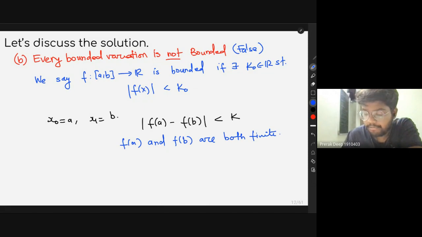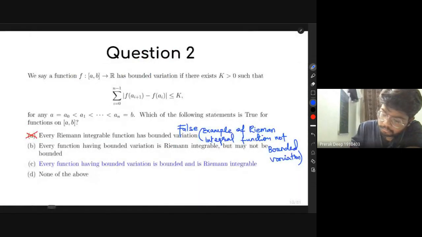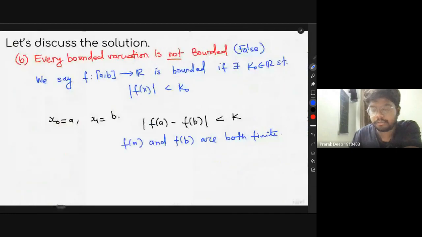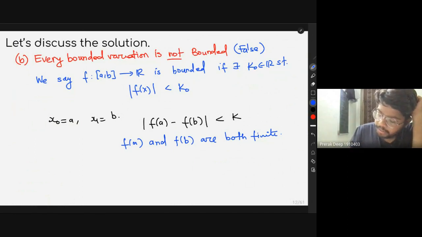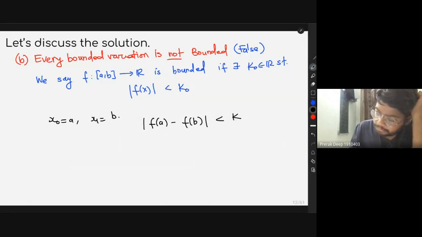So basically this f of a and f of b are both real numbers. They exist on the real number line, so they have to be a finite quantity, not an infinite quantity. They are both finite. So basically what I can do now is take another partition of [a, b].